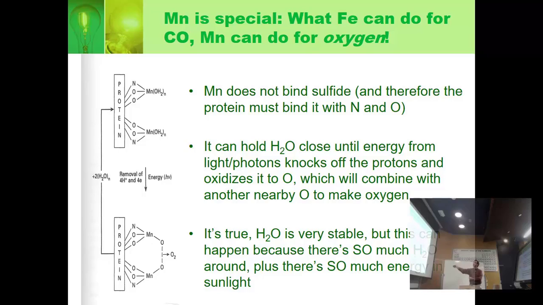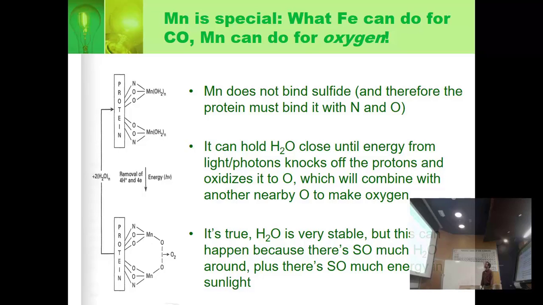And the problem is you have to remove the electrons. You have to get the electrons and the H's out of the way to form the bond between the O's. So if you have a removal of 4H and 4E, that takes energy. But once you remove those, they actually can find each other and make an O2. So manganese does not bind sulfide, for one thing.